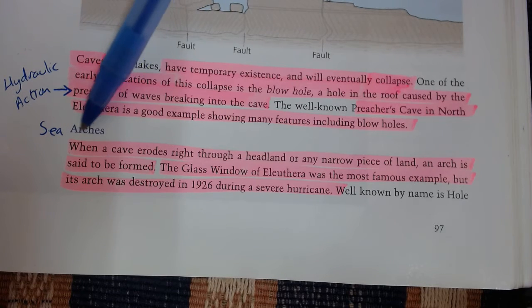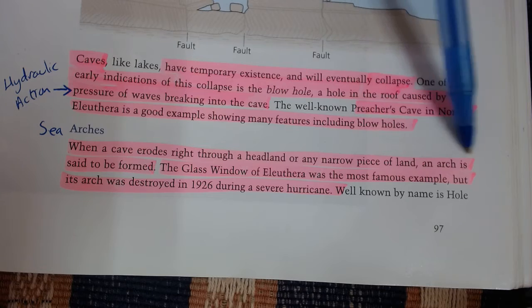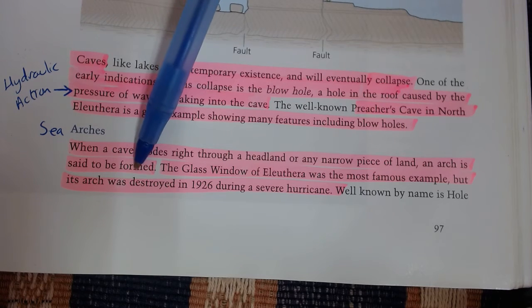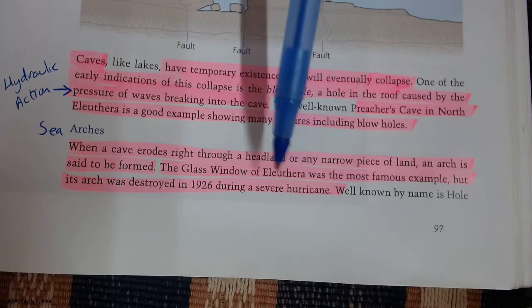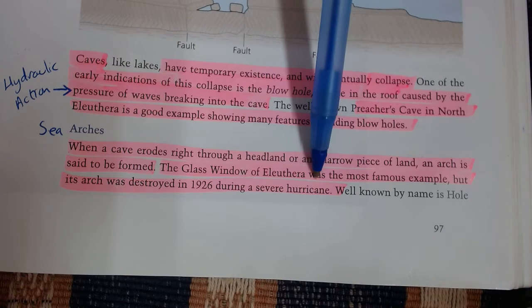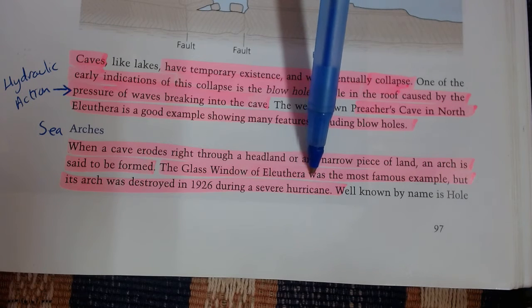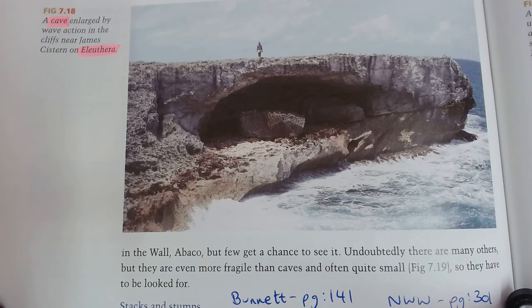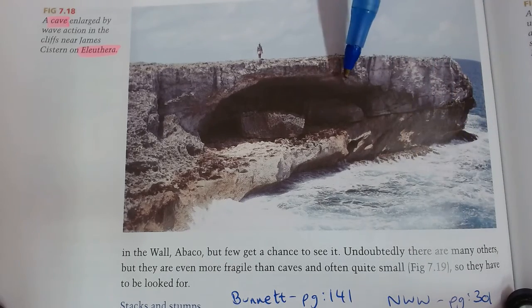Sea arches then. When a cave erodes right through a headland or any narrow piece of land, an arch is said to form. The glass window of Eleuthera was the most famous example, but it was destroyed nearly 100 years ago by a hurricane. Okay, so again, sea arches do exist, and some big examples did exist in the Bahamas. Next page. So you can see an example of a cave here in Eleuthera. Again, I want to bring your attention to where the ocean is and where the cave is.